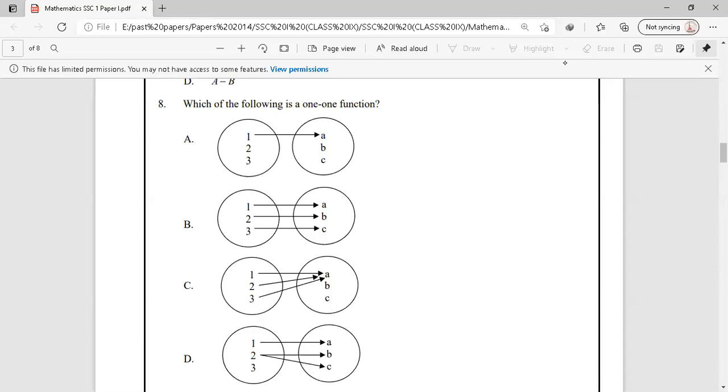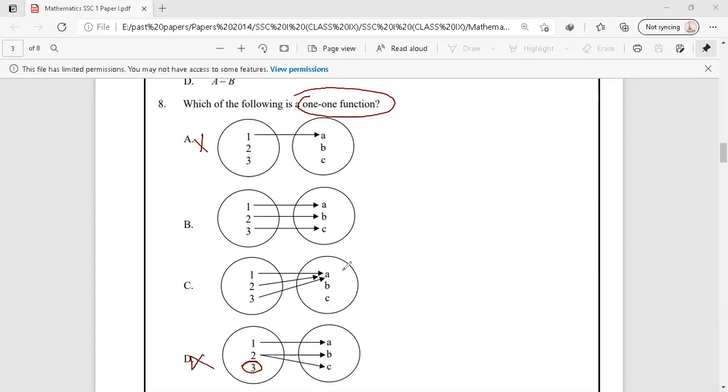Next, we have question number 8. And in question number 8, we have to identify the 1, 1 function. So let's see which of the following is a 1, 1 function. So in option A, the domain is not equal to set A. It means this is not a function. Similarly, in this option D, this element is remaining. It means the domain is not equal to A.